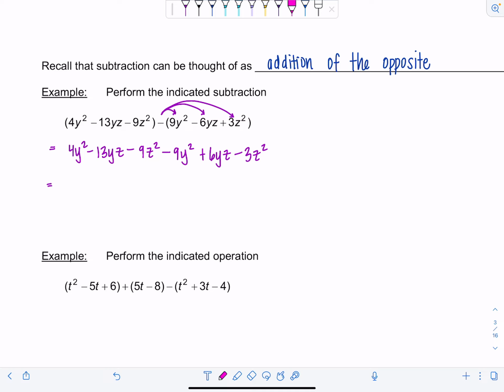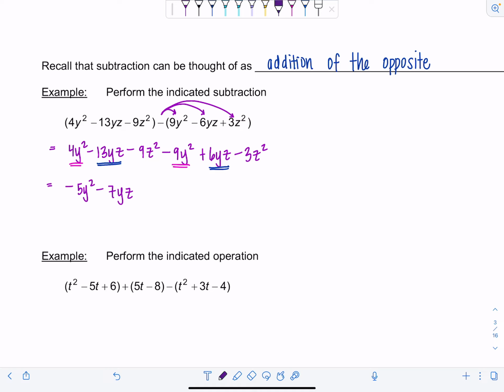So we've got 4y squared. Any other y squareds? Here's one, a negative 9. Remember, only combine the coefficients. Do not mess with the variables. So 4 minus 9, negative 5y squared. Okay, what's next? This negative 13yz. Any other yz's? Here you are. 6yz. So that's going to be, you got it, negative 7yz.